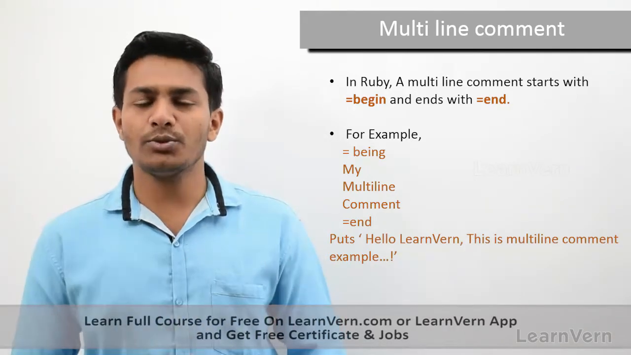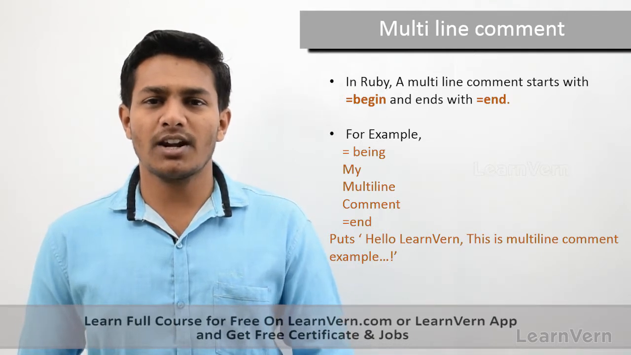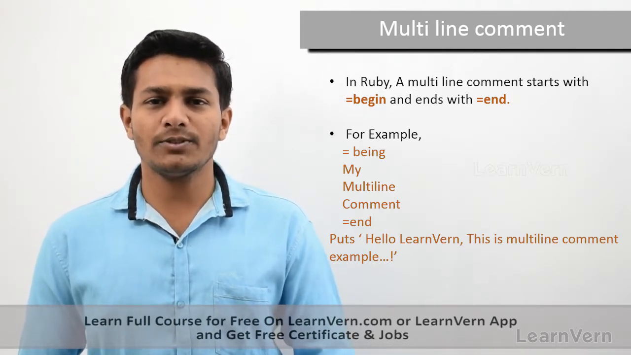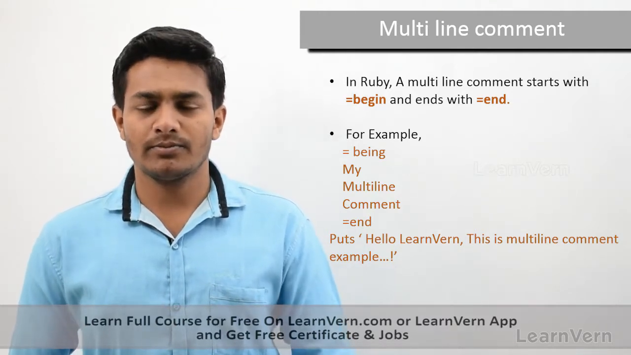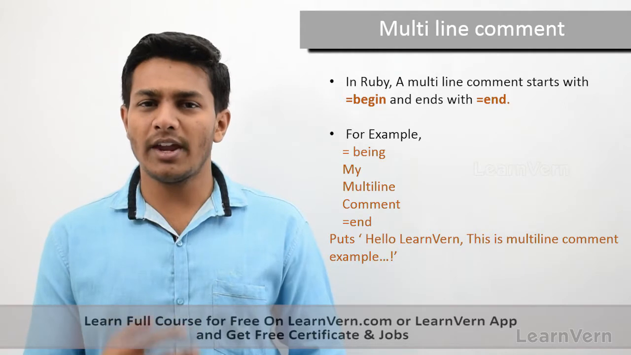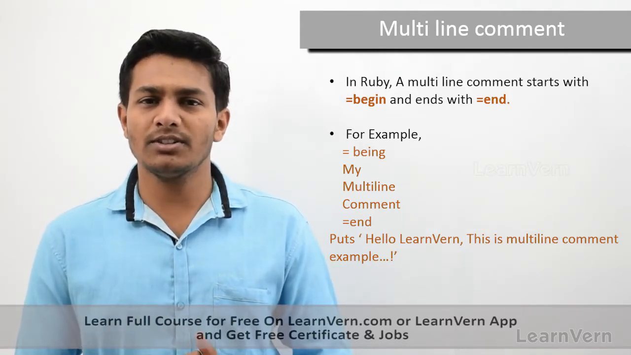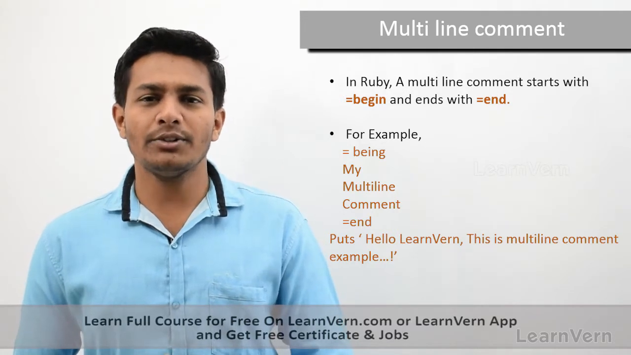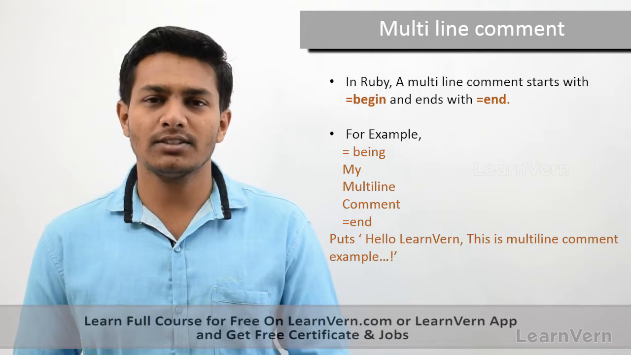Here on the screen you can see I have created a multi-line comment at the start of the example, and after the comment ends I have printed a string. So when our program executes, it will ignore the comment in the beginning part, and it will only print the string that I have written in my puts statement.